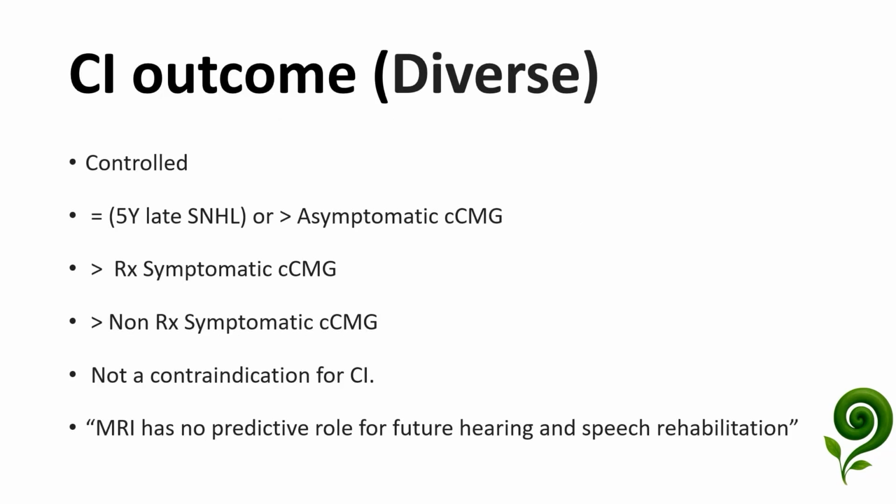Remember, the outcome of CI is diverse in those cases, and in all the studies the controls are better than the CMV cases, except for those who develop hearing loss after 5 years. Asymptomatic cytomegalovirus is better than treated symptomatic cytomegalovirus, which is better than non-treated cytomegalovirus, but there is no contraindication for cochlear implant for all patients with CMV. And the other thing, the MRI finding, whatever it shows, is not really correlated with the speech outcomes. So please don't be surprised with whatever MRI you see in those cases. Still, they will benefit from cochlear implant.